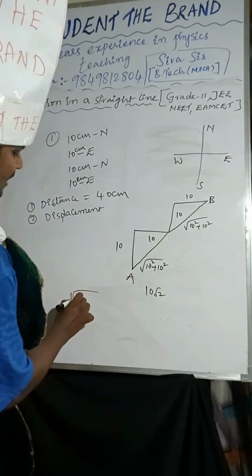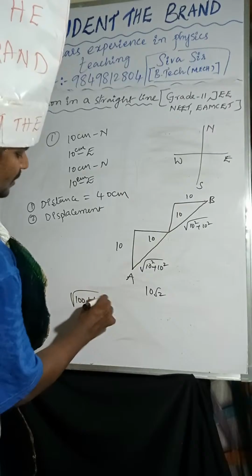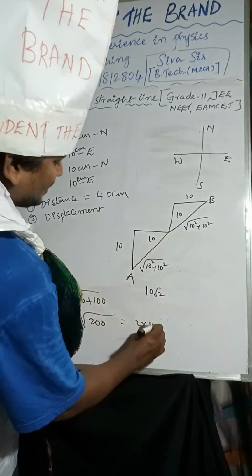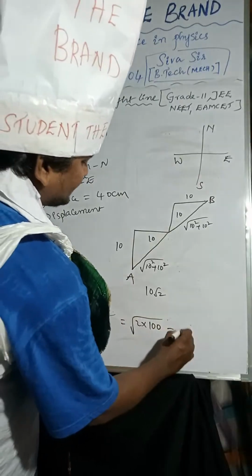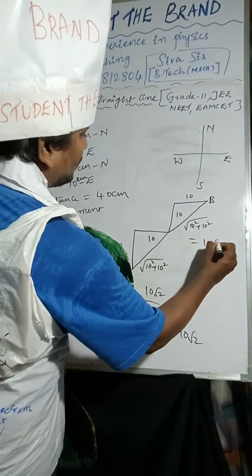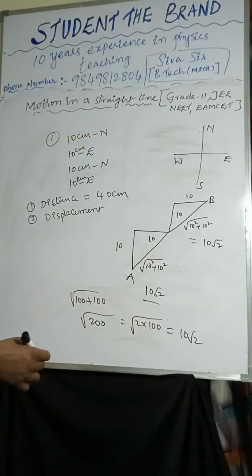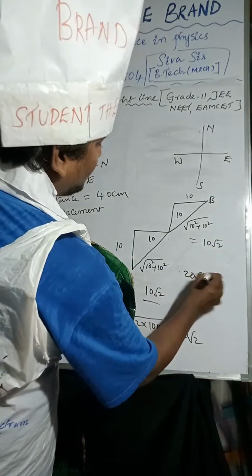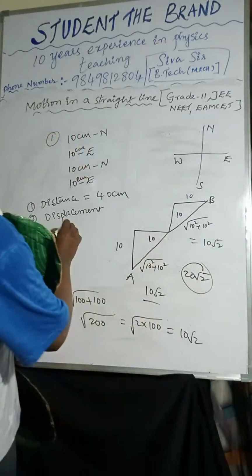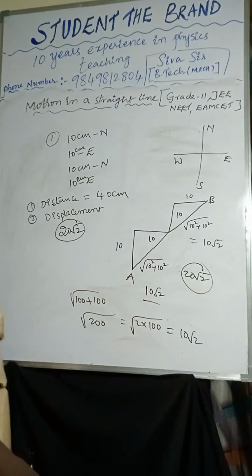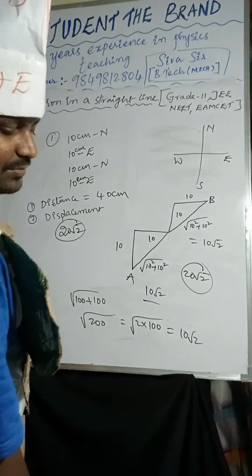100, so that we are taking 200. That we are considering 2 into 100, root over 100 root is 10. So 10 root 2. Here also 10 root 2. So then 10 plus 10, 20 root 2. So total is 20 root 2. So displacement is 20 root 2. In this case, like this we can find out.